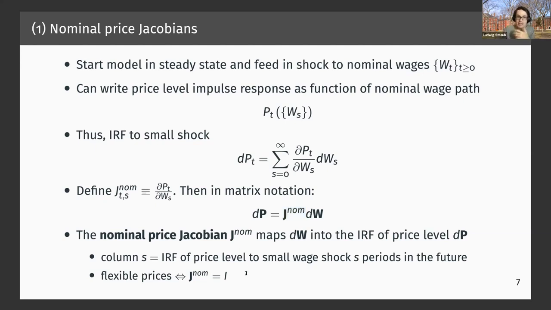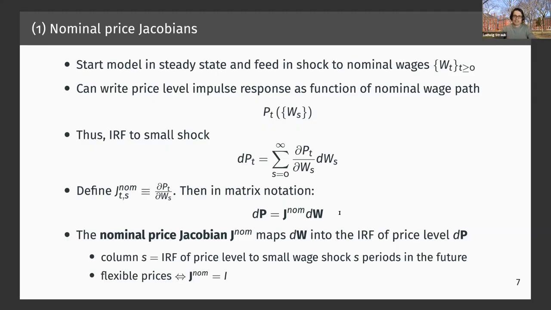Okay. Now, a very simple special case for this matrix is the case of flexible prices. In that case, this matrix is just the identity matrix, right? Because with flexible prices, all the firms would be doing is they would set the price always equal to the nominal wage shock that has materialized, and so dP would just be equal to dW. Okay, so this is the first step. This is telling us how to map any shock to nominal wages to a response of nominal prices.